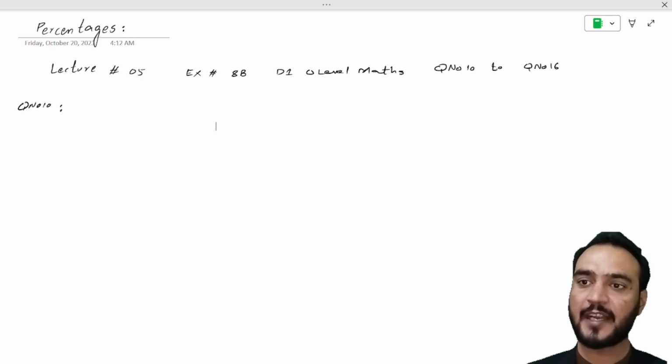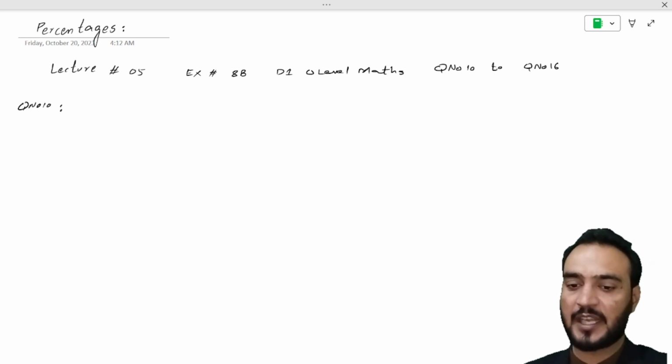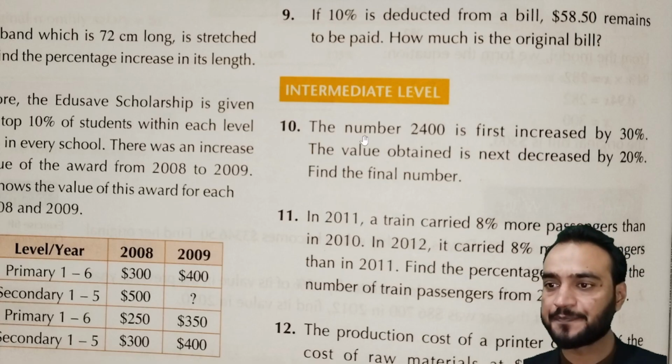This is exercise 8B D1 O level mathematics. I am solving question number 10 to question number 16. In my previous lecture, I have solved the first 9 questions of this exercise. This is chapter 8, exercise 8B. So question number 10 is this one.